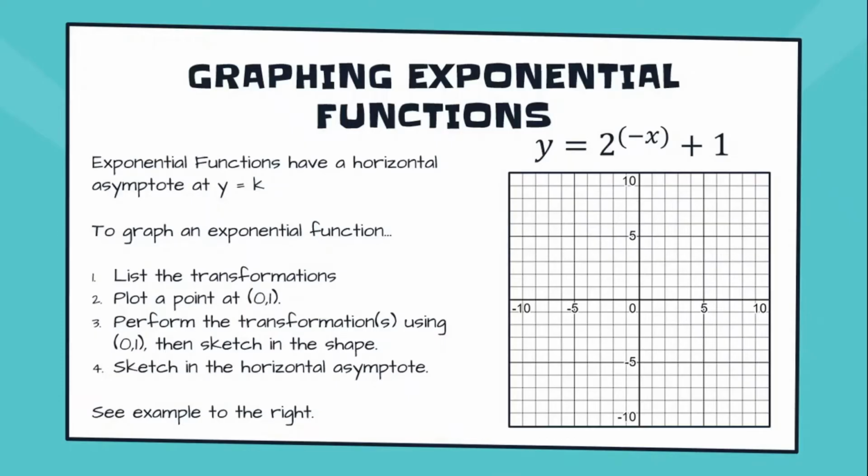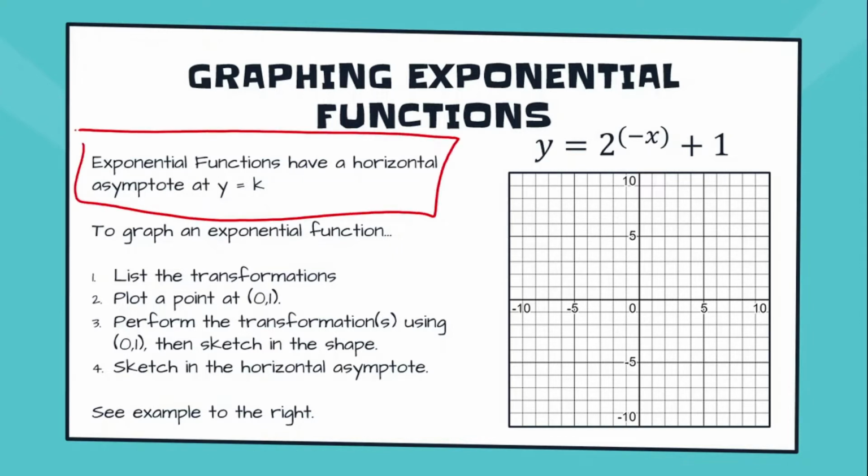All right, guys, before we start graphing exponential functions, it's important for you to know that exponential functions have horizontal asymptotes, and their horizontal asymptotes happen at y equals k. A horizontal asymptote is just a restriction, and it's a restriction that's a horizontal line. We'll get to that in the last step of graphing these. But first we're going to list out the transformations according to our equation. There's a negative x in there, so this guy is going to reflect over the y-axis. That number 2 is letting us know that this graph is going to increase overall, starting off anyway.